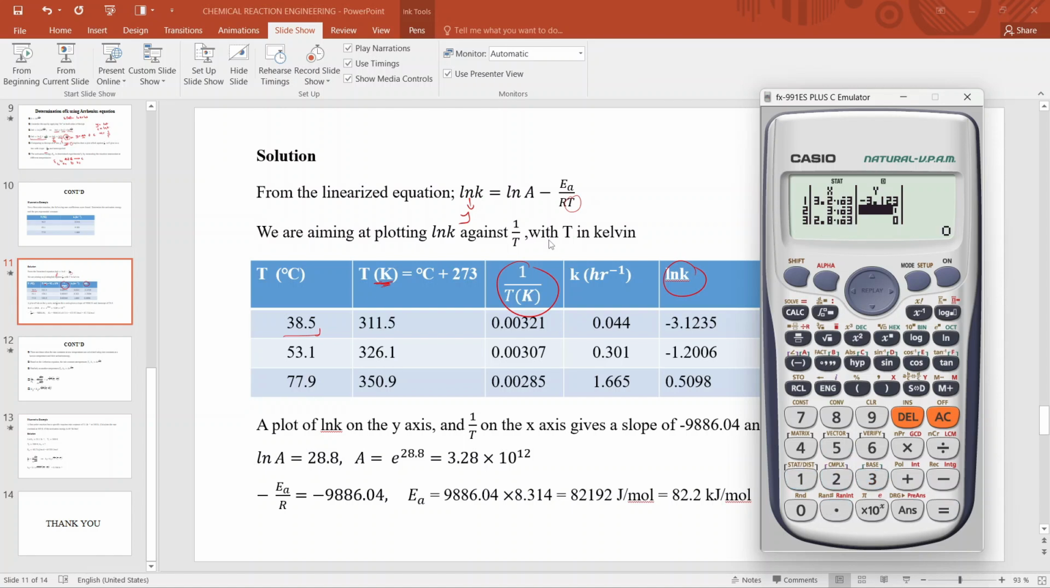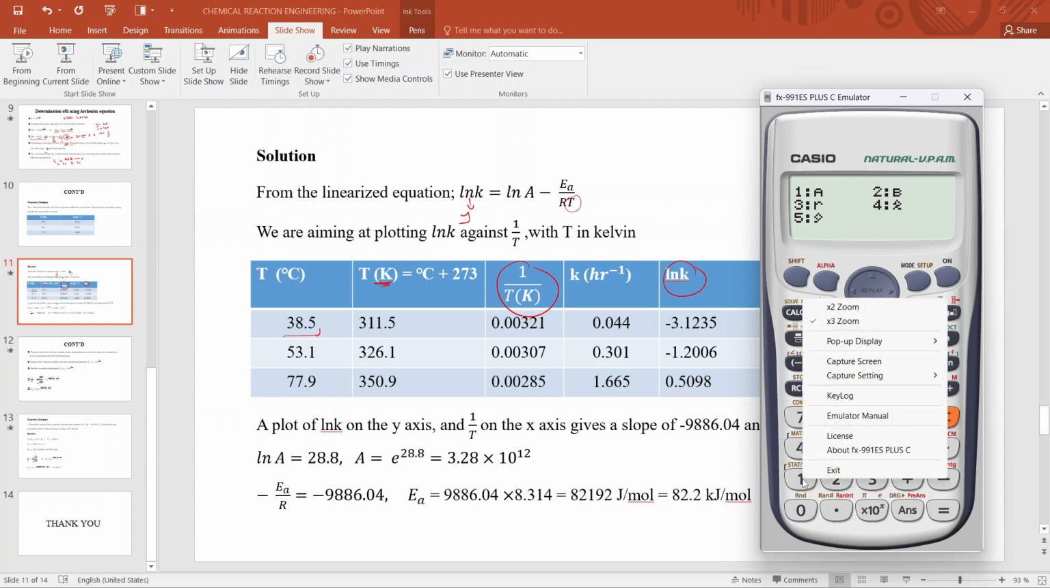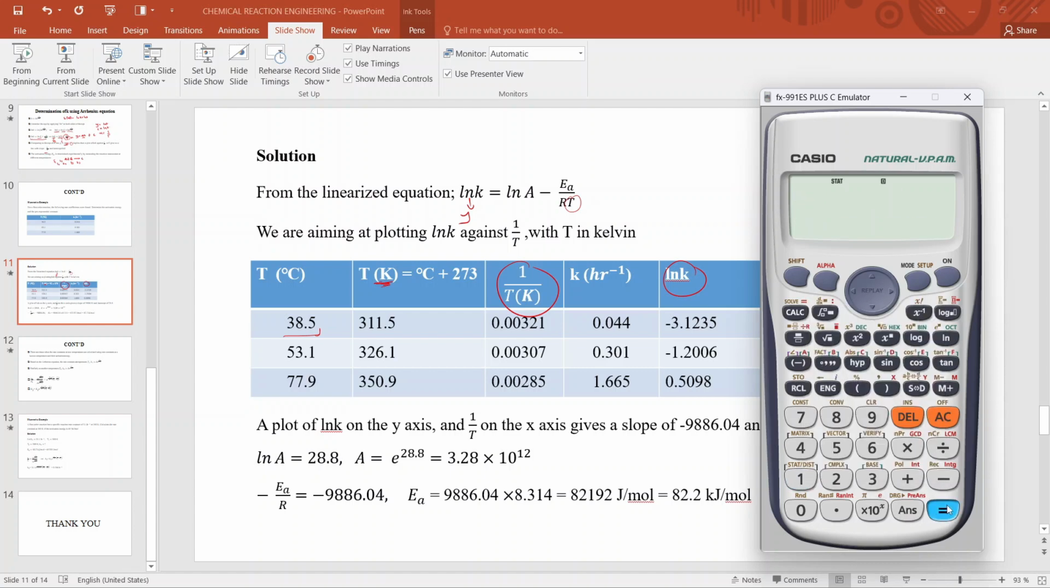Our Y values, which are ln K, are minus 3.1235, minus 1.2006, 0.5098. After this, we are done with the input. We press shift plus 1, and then we go to 5, which is regression. Our A is our intercept, and our B is our slope. When you press 1, that means you want your intercept. So we press 1, and then equal to. Our intercept is 28.8.